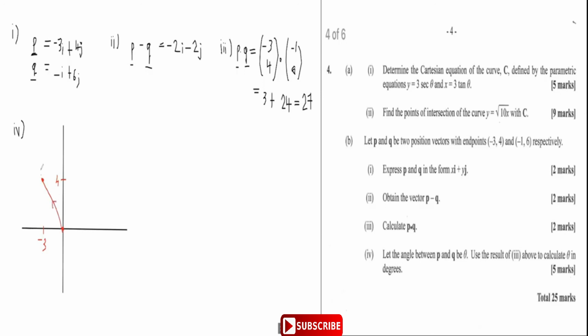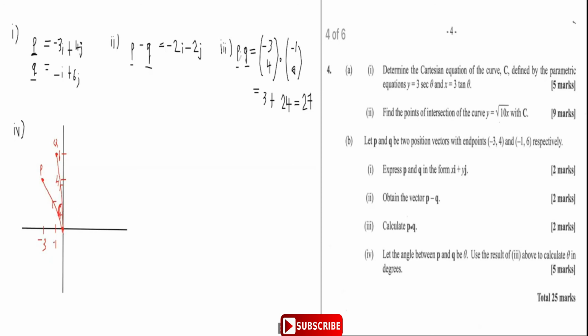Then vector q is minus 1, 6. So let 6 be here, and minus 1 would be somewhere right here. So this is vector q. And they want the angle between the two vectors. The angle between the two vectors is this angle. So clearly we can see this angle is acute. The angle that we're going to get is acute.